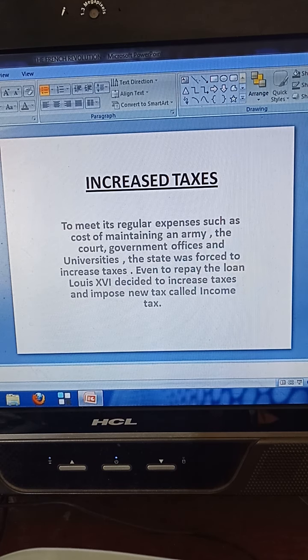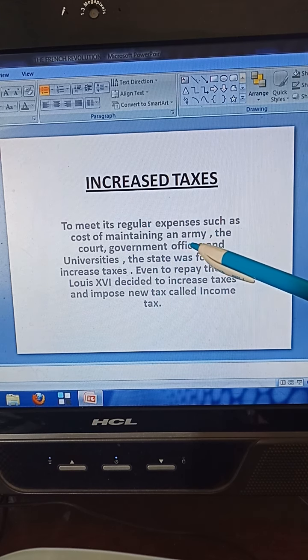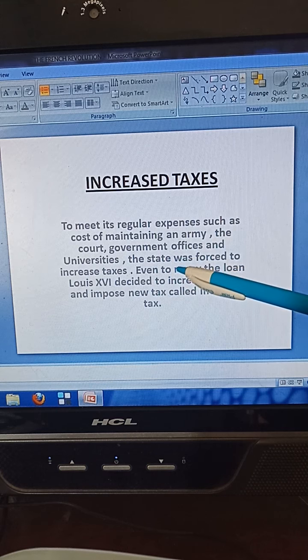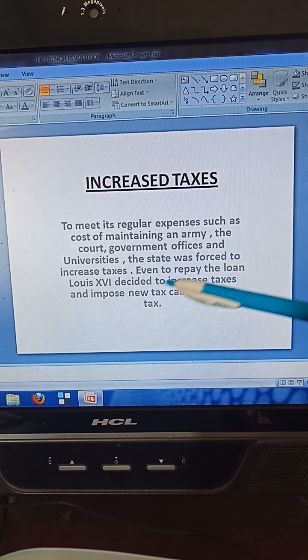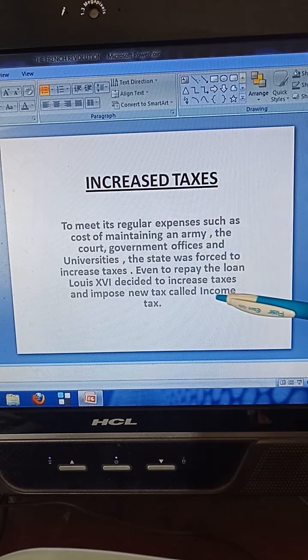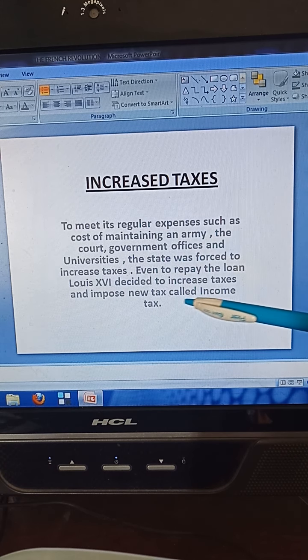The next reason is increased taxes. To meet the regular expenses such as cost of maintaining an army, the court, government officers and the universities, the state was forced to increase taxes. Even to repay the loan, Louis XVI decided to increase taxes and impose a new tax called income tax.